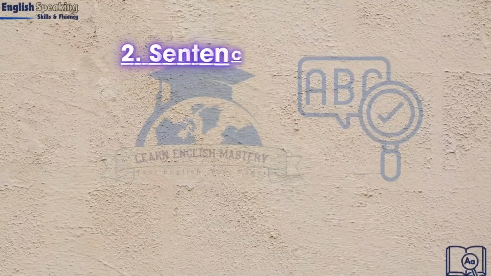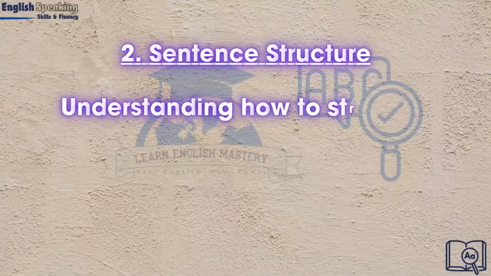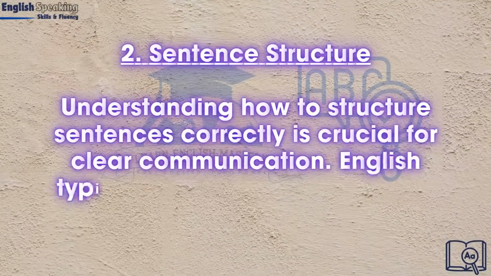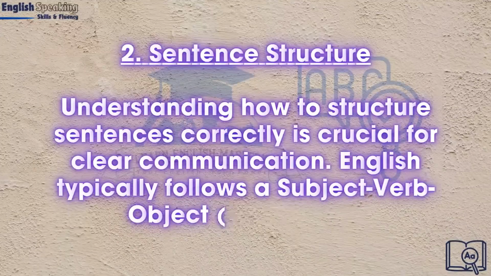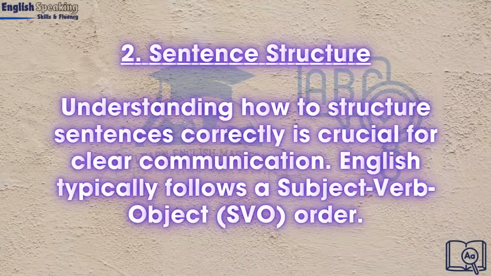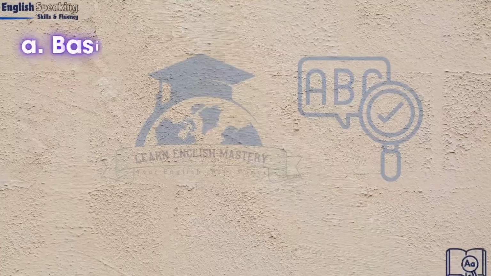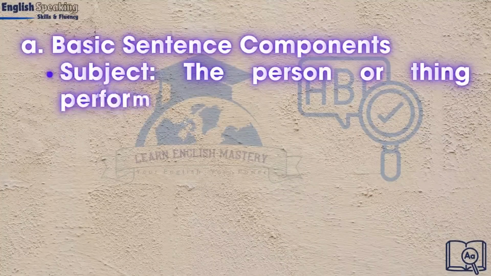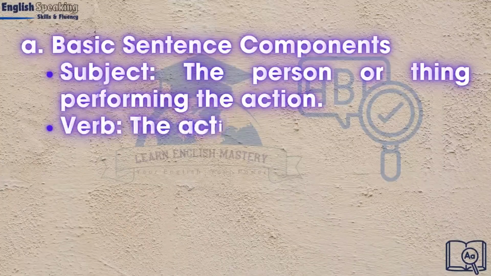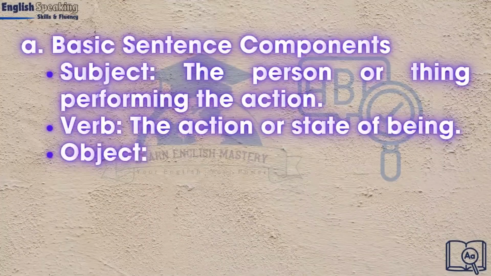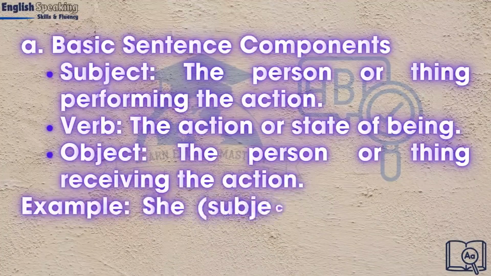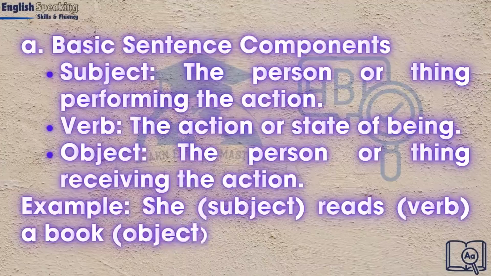2. Sentence structure. Understanding how to structure sentences correctly is crucial for clear communication. English typically follows a subject-verb-object (SVO) order. Basic sentence components: subject, the person or thing performing the action; verb, the action or state of being; object, the person or thing receiving the action. Example: she, subject, reads, verb, a book, object.